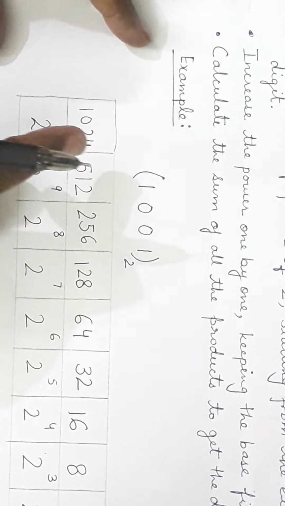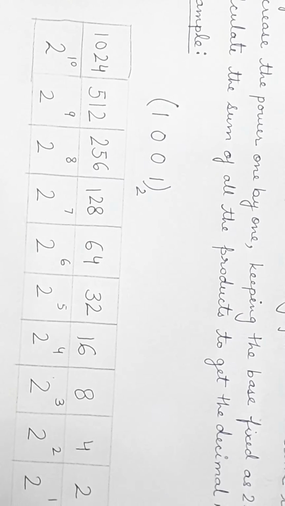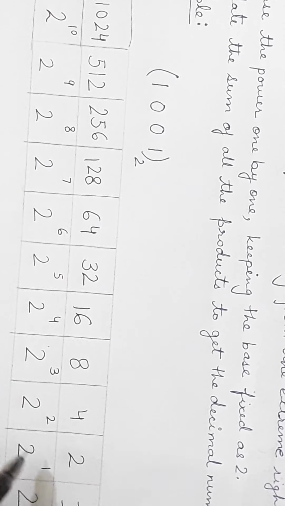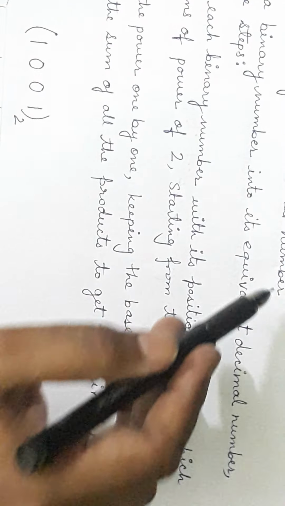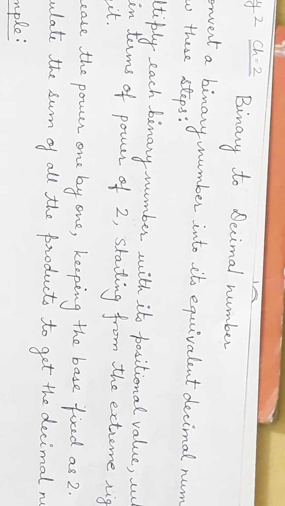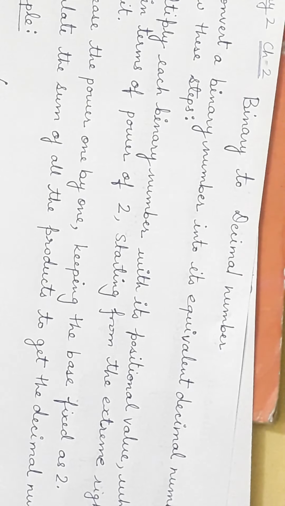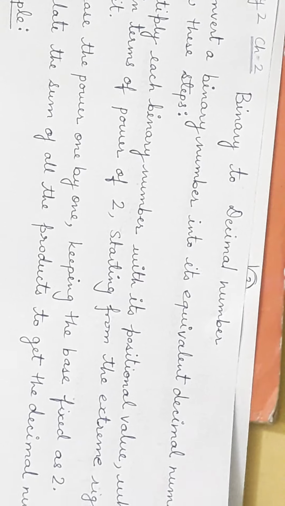So all of you understand, children? I think you have understood this table. This way we can easily find a power when we need to convert binary to a decimal number. Now let us see some examples in the next video.